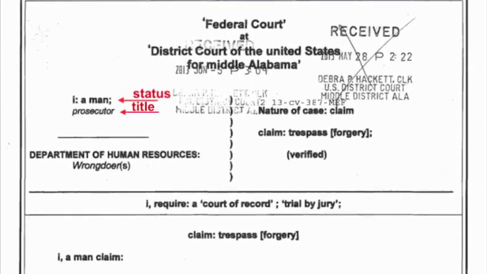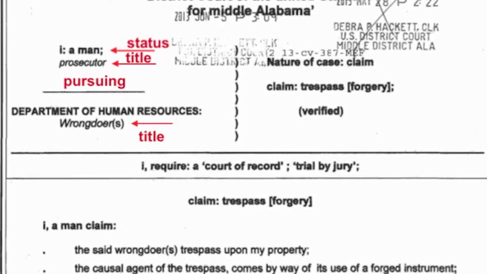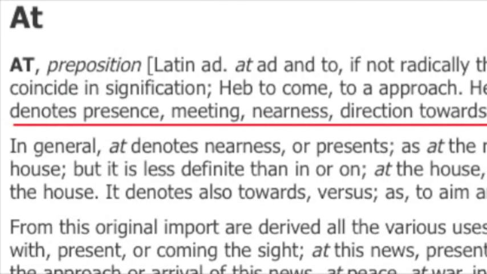Underneath, he titles himself prosecutor. He draws a line between himself and the defendant. As I would write pursuing, I agree the defendant should be titled the wrongdoer, and that is why I would pursue the wrongdoer in the name of justice. Always put "to me at" and not "in" the court on the top of the page.